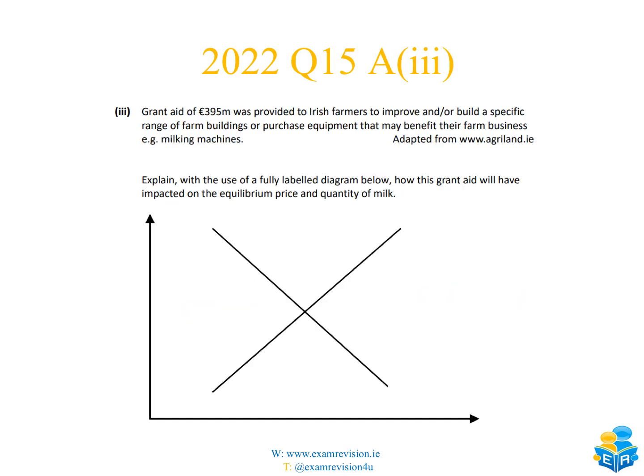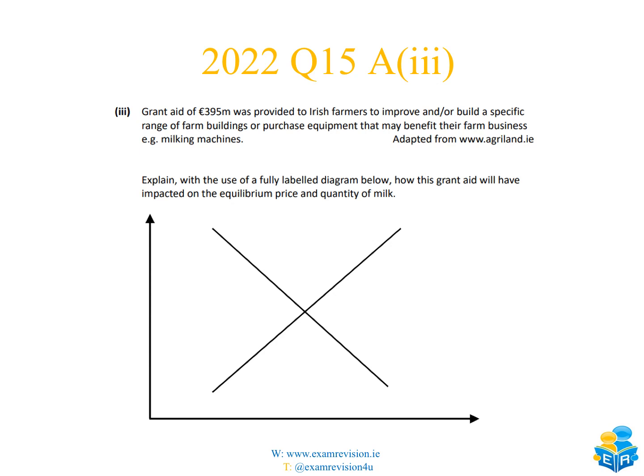So the next question we're going to look at is from 2022. It's question 15A, part 3. You're asked, grant aid of 395 million was provided to Irish farmers to improve and/or build a specific range of farm buildings or purchase equipment that may benefit their farm business, for example, milk machines. Explain with the use of a fully labelled diagram below how this grant aid would have impacted on the equilibrium price and quantity of milk.